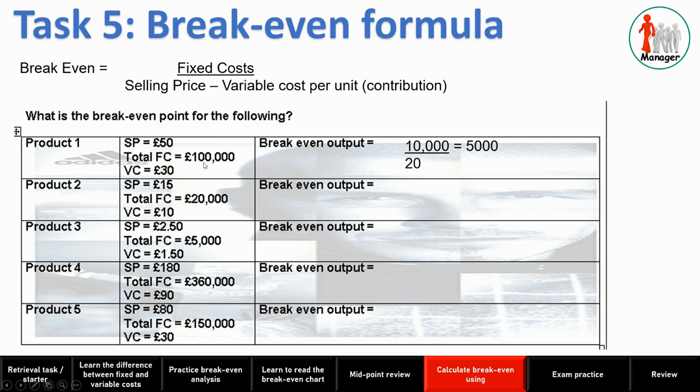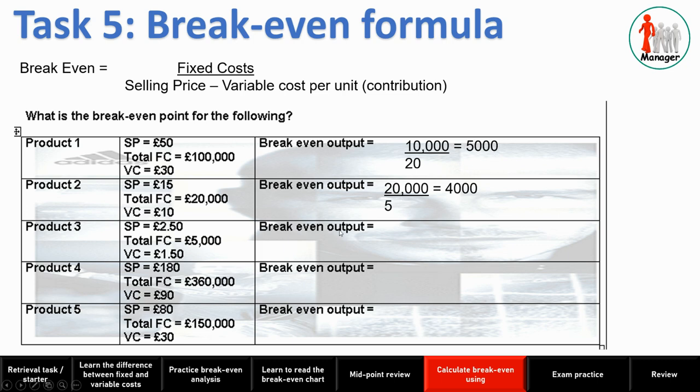Okay, so the fixed cost is, there's a typo there, is 100,000, not 10,000 as I've mistyped. But we sell the product for £50. Each one costs us £30 to make. So 100,000 divided by 20 means that the break-even point is 5,000. I've got to sell 5,000 products to break even.